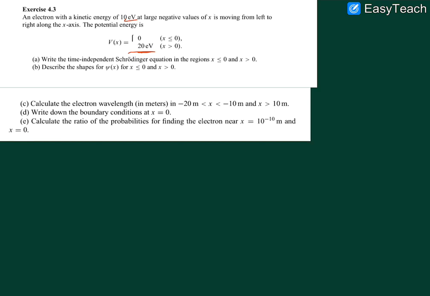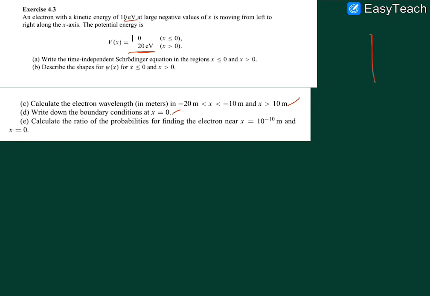First we have to find the time independent Schrodinger equations in two different regions, where one region is like a free particle region and in the other region the particle is facing some kind of potential, and we have to then figure out what would be the shape of such waves of electron. And in the third question we have to calculate the wavelength of this electron, and then we have to write the boundary conditions for the particle at x equals to 0.